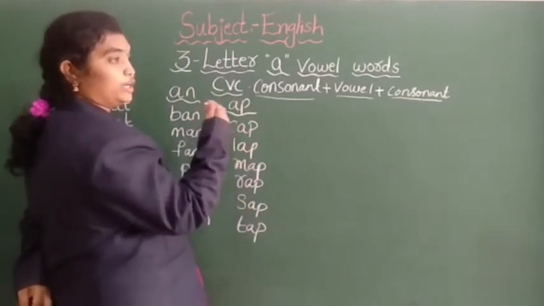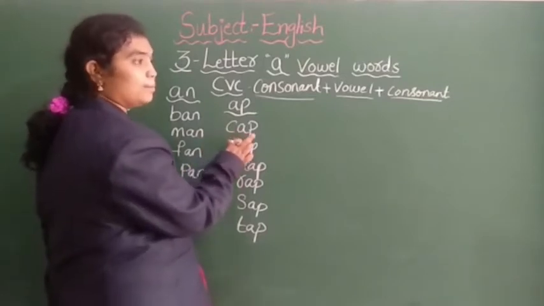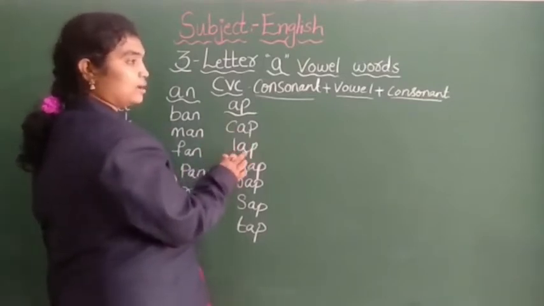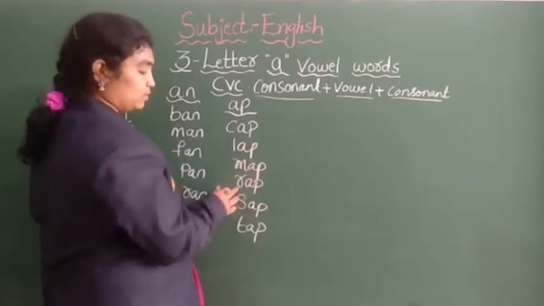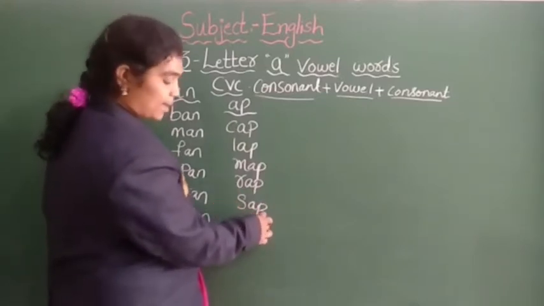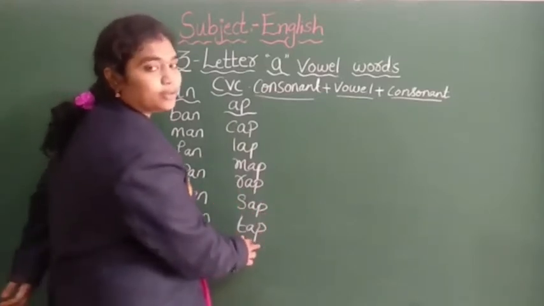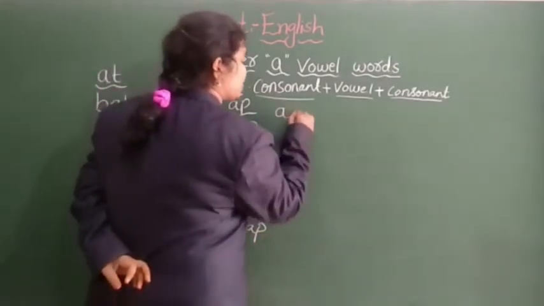See here, in the phonetic way, how do we pronounce these letters? Ka, a, p, cap. La, a, p, lap. M, a, p, map. R, a, p, rap. S, a, p, sap. Ta, a, p, tap. Is it okay, children? So, let us do some more words.